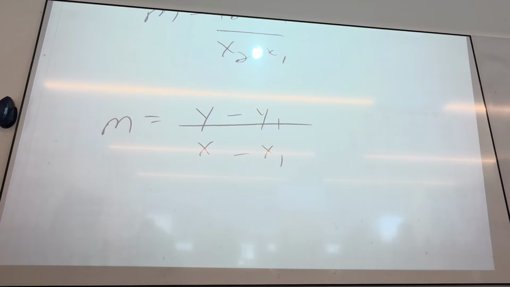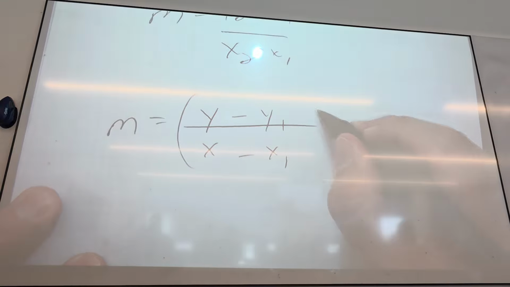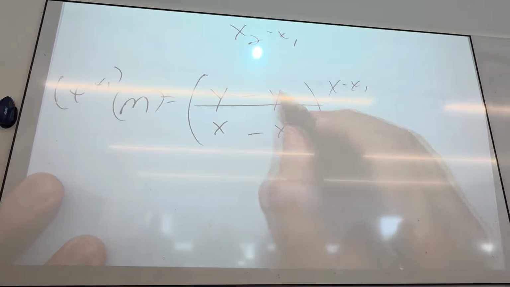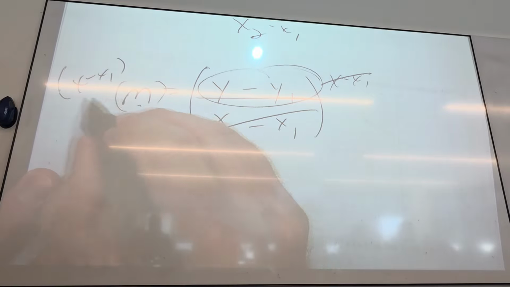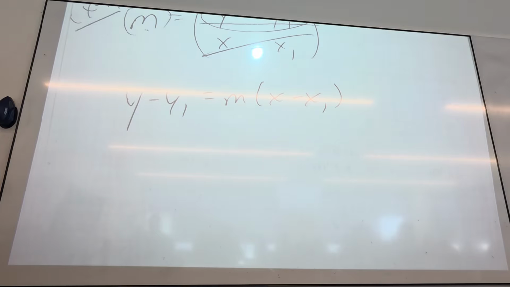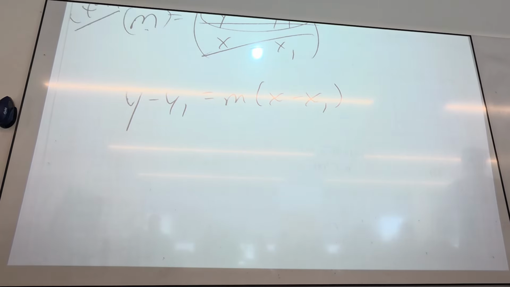That seems really stupid, what I just did. You're like, okay, you didn't write the 2. But now x could be, and y could be, any point that's on the line, anything. And now if I multiply by this, these cancel. I'll get y minus y1 equals m times x minus x1.